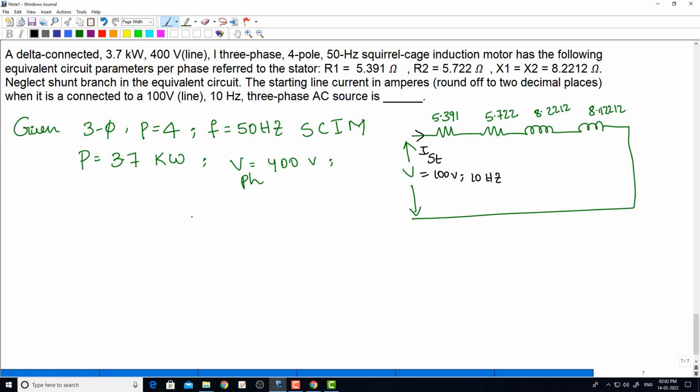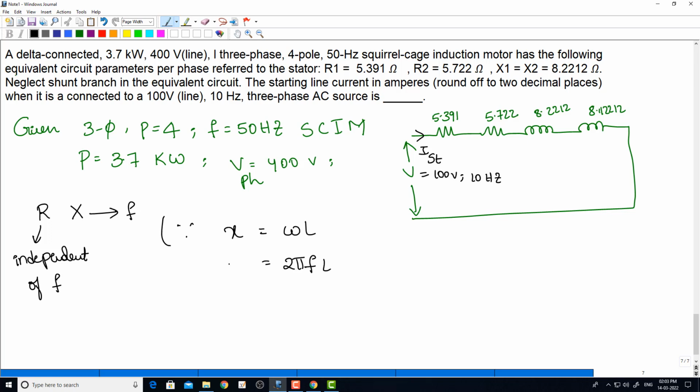The starting line current we need to find out. Here, induction motor parameters R and X values are given. R is independent of frequency. But X is dependent on frequency, right? Because X is equal to omega L, that means 2 pi f L. So, the reactance of the induction motor is directly proportional to the frequency of the supply.